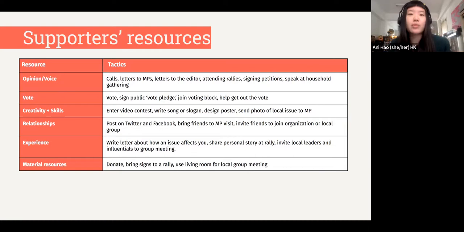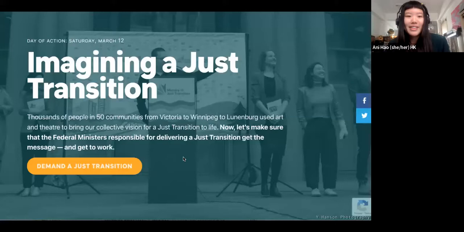It's about knowing what resources you have, and then just being as creative as possible with your tactics, once you have your goals and objectives and you know what resources you have, right? So this is just to go through an example. You both are familiar with a just transition? Yes. Yeah, great.